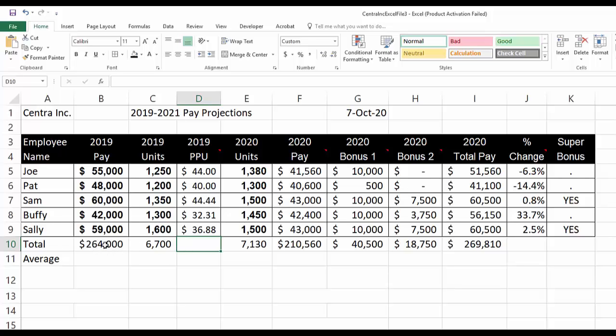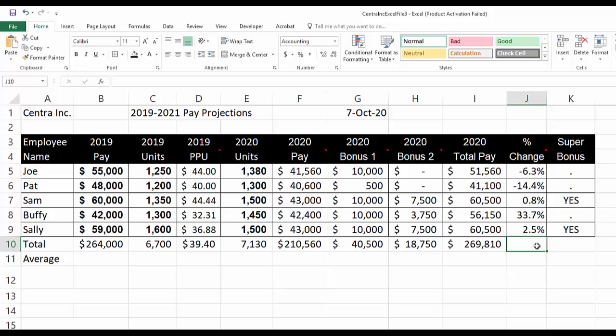So why can't we take total pay and divide it by total units to get a company PPU? Look, total pay divided by total units. And let's make it 2 decimals. So for the company, the PPU is $39.40. It's not an average. It looks like one. And individually, these are the PPUs.